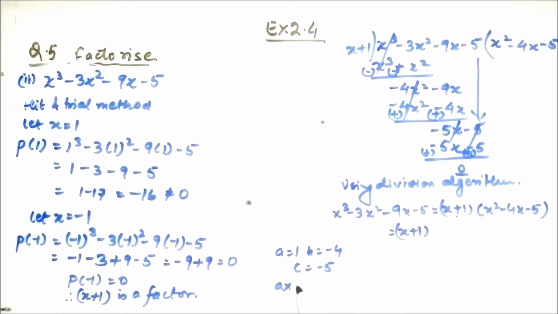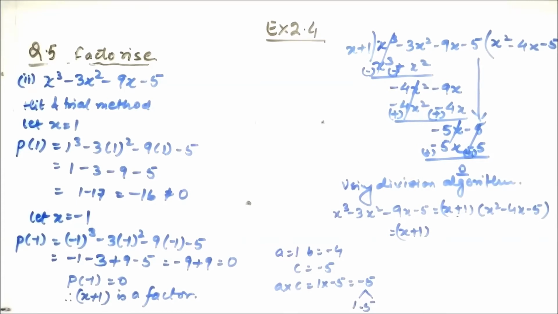When you multiply a and c, you get 1 into minus 5, that will be minus 5. So factors of minus 5 will be 1 and 5. As we need minus 4 here, we will take minus with the bigger value, that is minus 5. So the factors are 1 and minus 5. If you are not getting this splitting the middle term method, please go and see question number 4. It will be very clear to you.